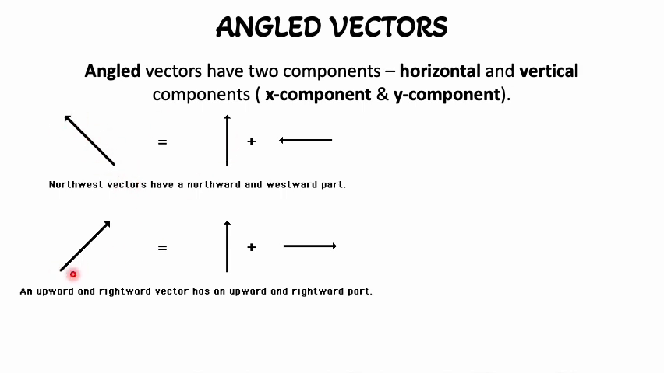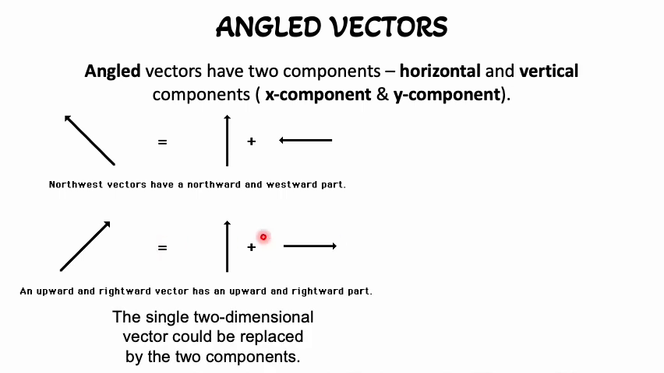The same goes with this one. This is an upward rightward vector. So it has an upward y component and a rightward x component. So these single two-dimensional vectors can also be represented using these two components. And these are important when we add angled vectors.